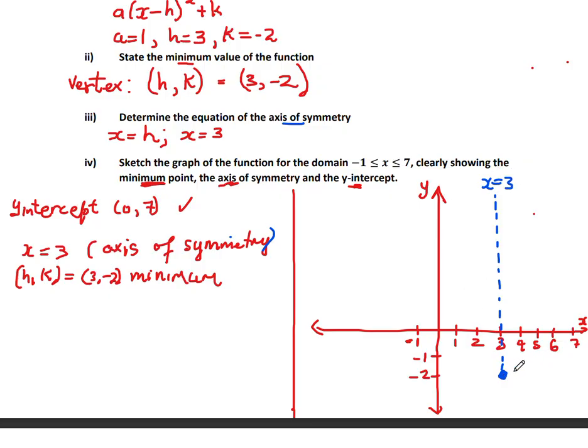But this is our minimum point here, and the coordinates of our minimum point, as we said earlier, is 3, negative 2. So we're labeling all of these to make our graph as self-explanatory as possible to the examiner. The examiner is impressed by detail in your delivery of your answers. So we're going to draw our graph shortly.